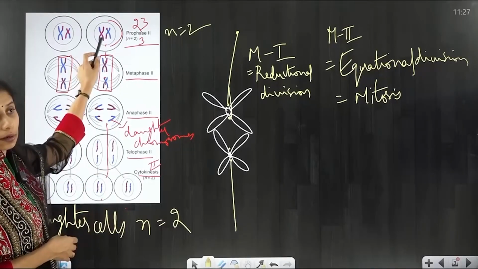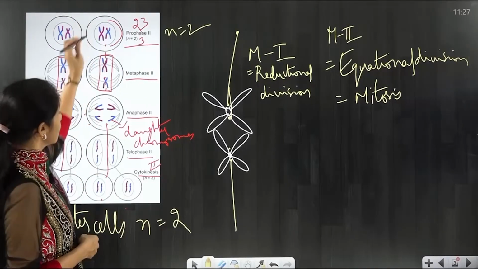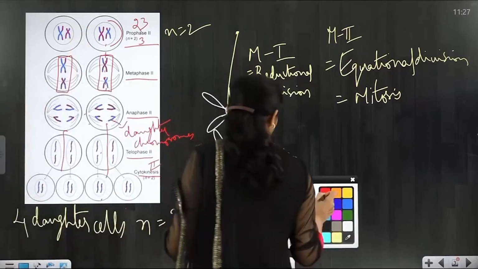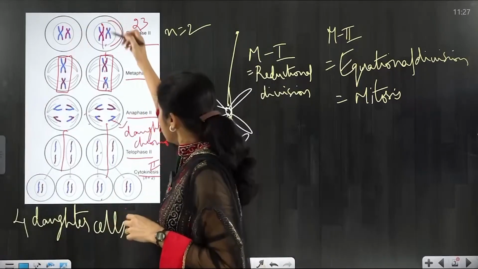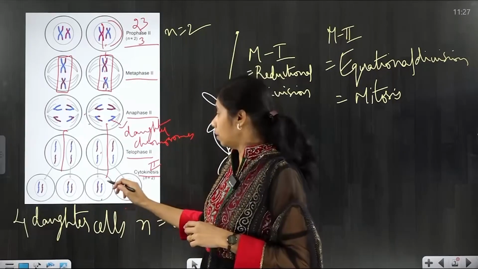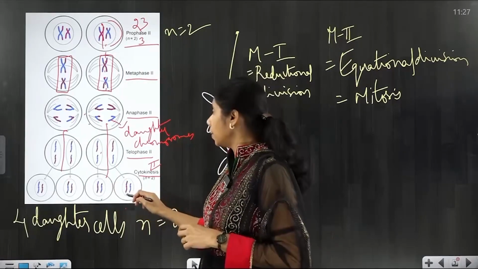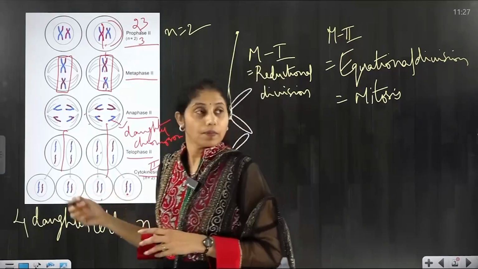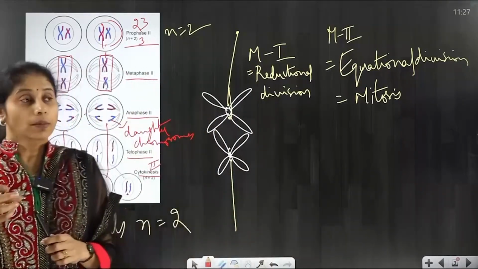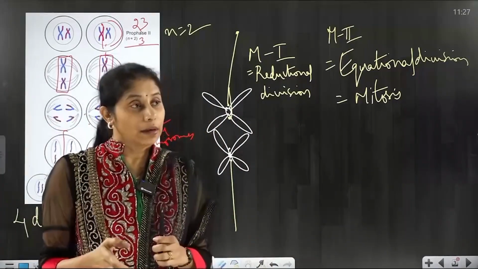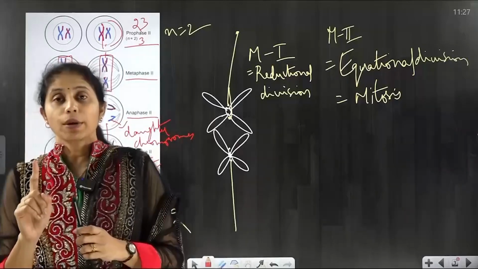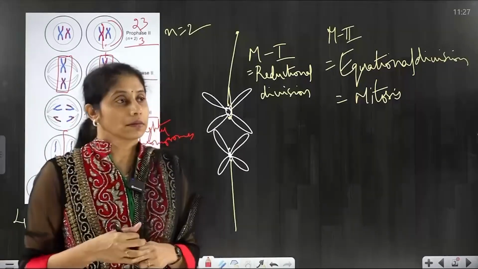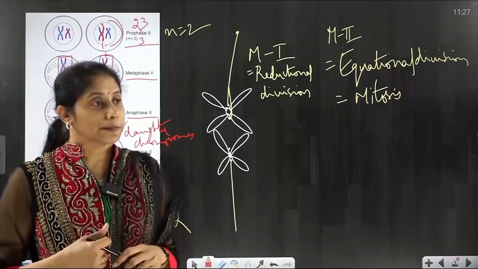Let us take the pink one. This will split exactly in the middle, and only half will be given to one daughter cell and the other half will be given to the next daughter cell. So each chromosome will split exactly in the middle and only 1 chromatid will be given to the daughter cells in meiosis.